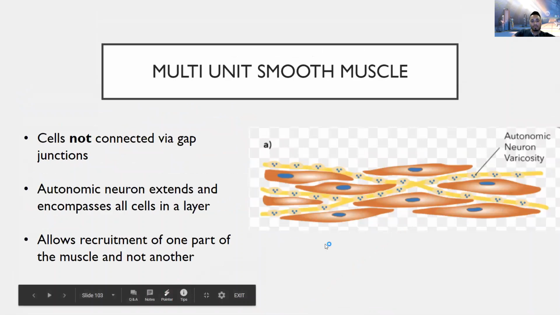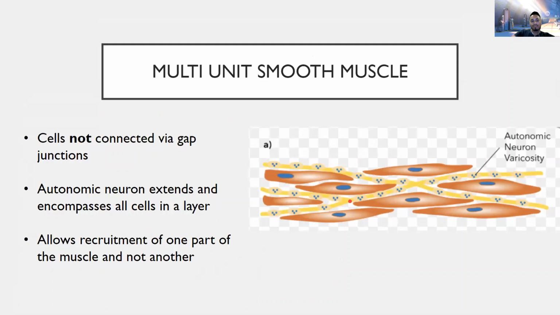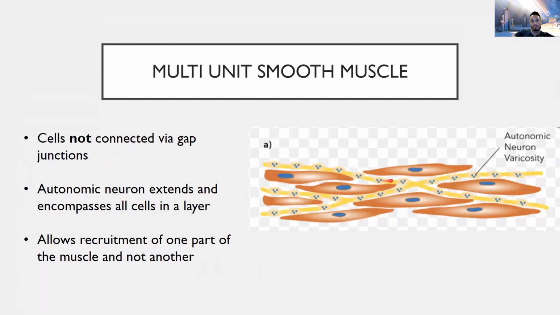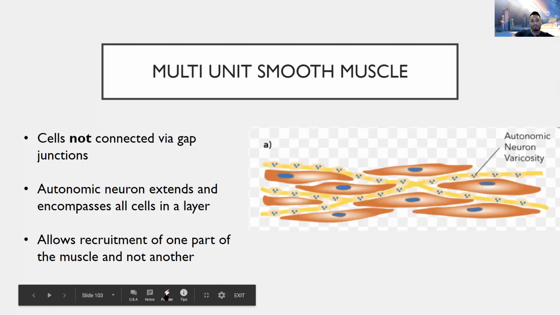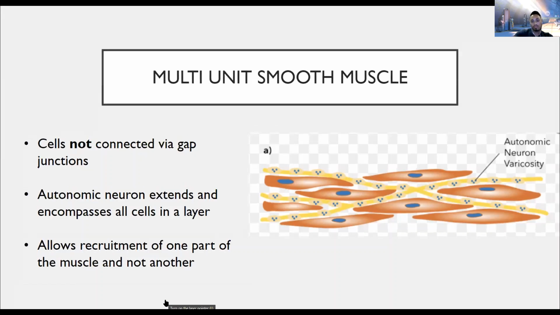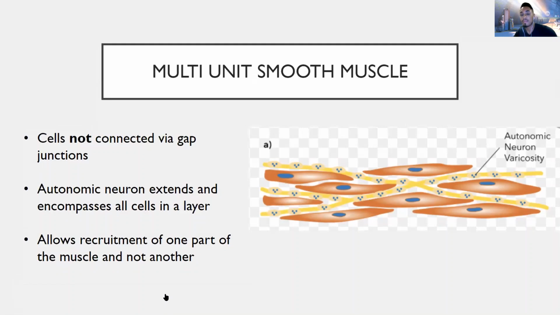So in contrast, multi-unit smooth muscles do not have gap junctions. The autonomic neuron, which is this long yellow looking thing that you can see here, extends and encompasses all cells in the layer. Whereas before we had the varicosities releasing neurotransmitter and the gap junctions connecting the different regions, here we just have this one neuron varicosity that gets in between each individual part of the smooth muscle, and it releases the neurotransmitter that way.